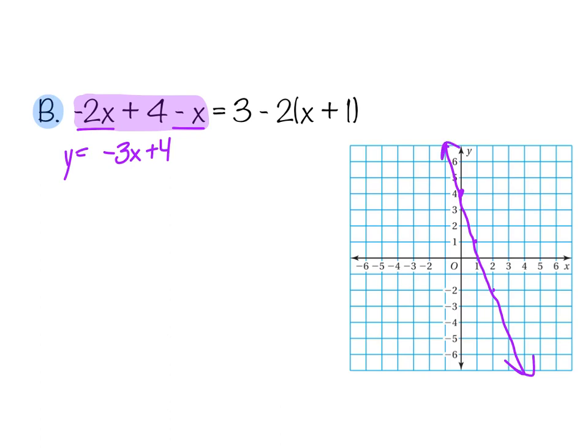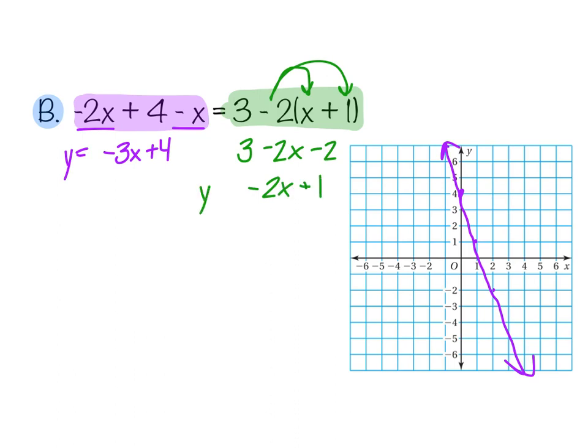And then for the right side of the equation, let's go ahead and simplify that. If we distribute the negative 2, that gives us 3 minus 2x. Negative 2 times 1 is negative 2. So negative 2x plus 1.